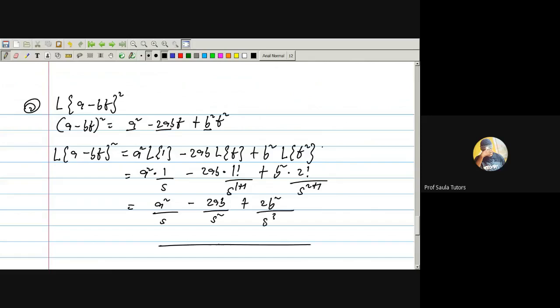So turn them to a single fraction. That will give me (a squared s squared minus 2abs plus 2b squared) over s cubed. So that's the final answer. Hope you are getting it.